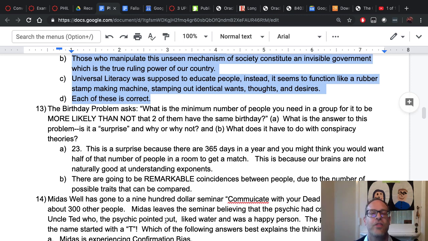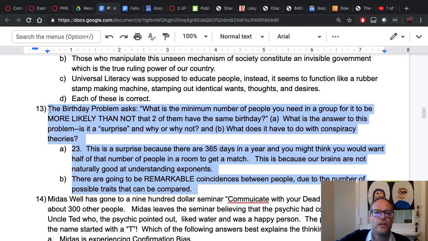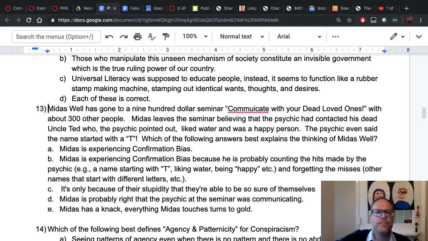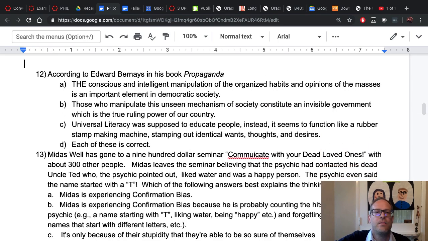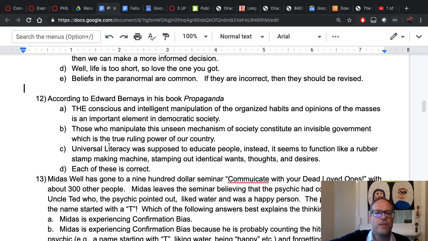Number 13, the birthday problem asks, what is the minimum number of people you need in a group for it to be more likely than not that two of them have the same birthday? A, what is the answer to this problem? Oh, you know what? I'm going to wipe this out. We're not going to do this one. Hold on. This is a short answer. We ain't going to do that. All right. Don't you love that? Okay, so we're wiping out number 13. We're not going to do that one.